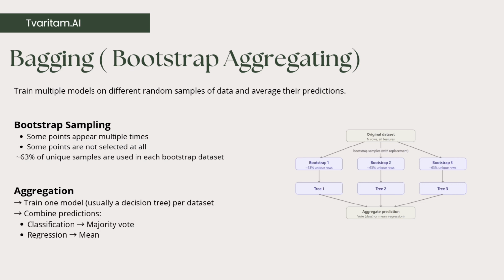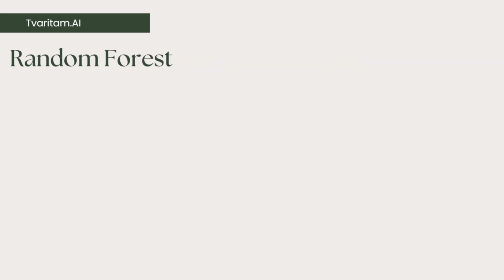Second is aggregation. We train a separate model on each dataset and combine their predictions. In classification, we take majority voting, and in regression, we take the average or the mean value. The main goal of bagging is to reduce the variance in the model and make the model more stable. However, in standard bagging, all features are still available to every model, which can sometimes make the models too similar. And if all the trees make similar mistakes, that means that they are highly correlated, then averaging their predictions does not reduce error much. Here comes random forest.